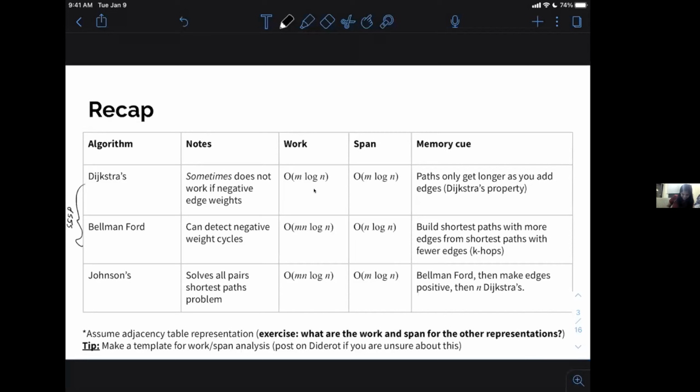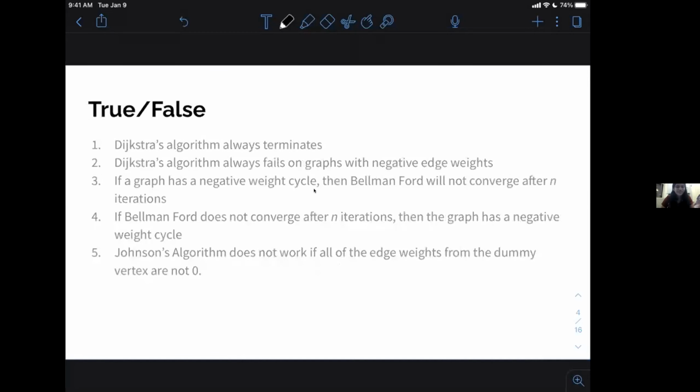Okay, moving on. All right, so we're gonna do a few true and false questions. So the first question is, does Dijkstra's algorithm always terminate? What do y'all think? Yes, it is true.